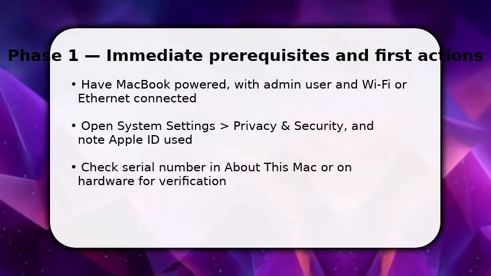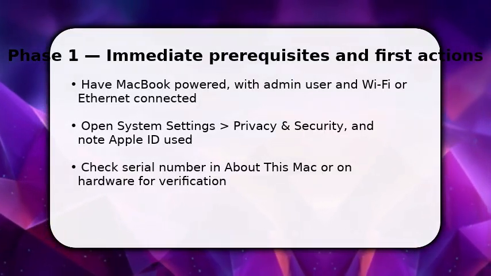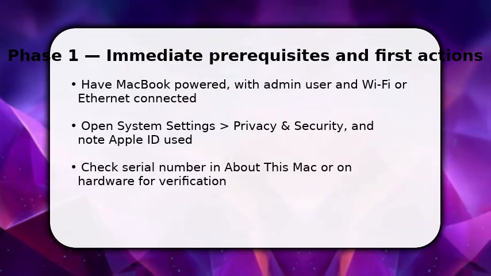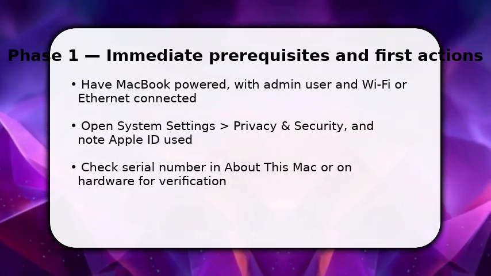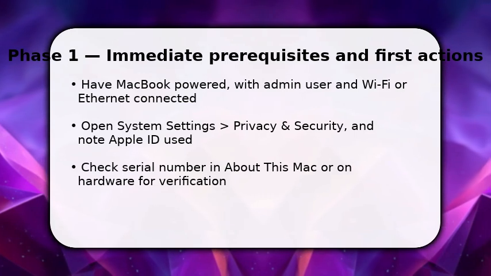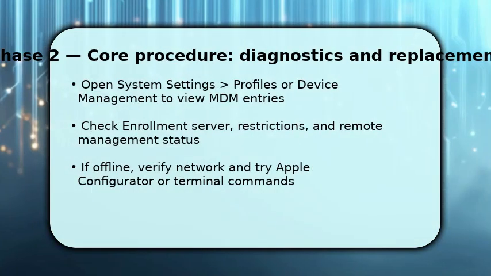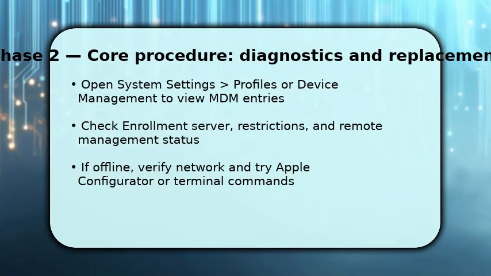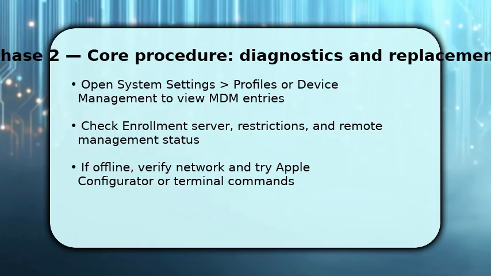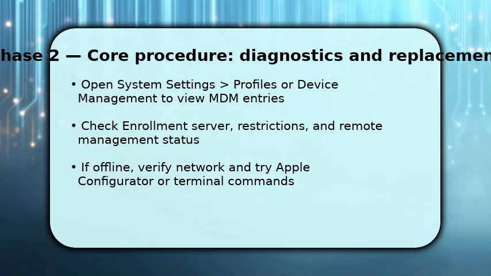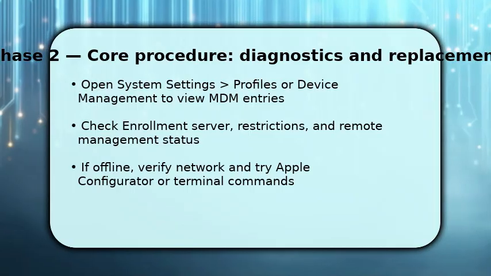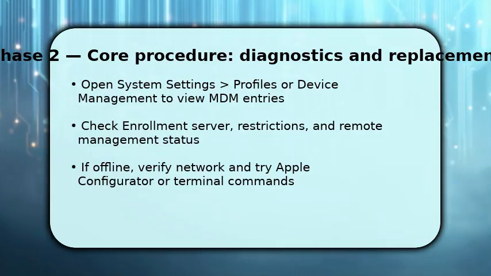You do this first because the profile list is the authoritative indicator. Without profiles, you likely don't have MDM enforced. Next, you examine the profile details to see what the MDM controls: restrictions, remote commands, and the enrollment server address. Use the Details button to view certificates and removal restrictions. This explains why certain settings are locked.